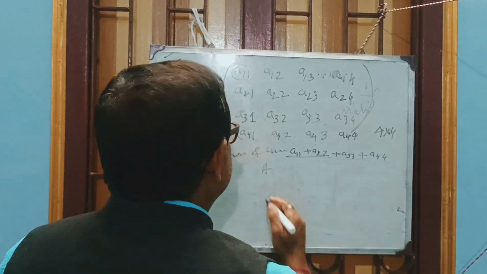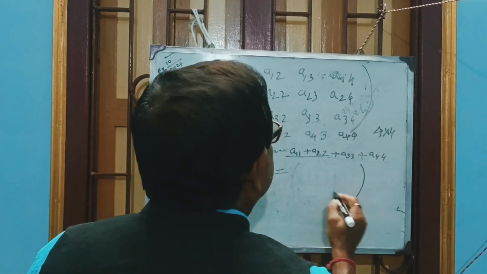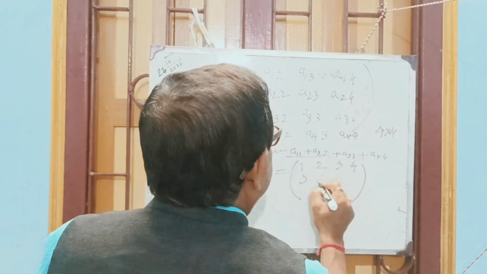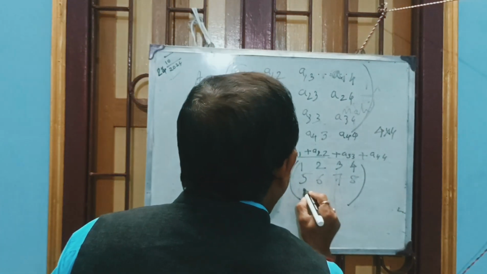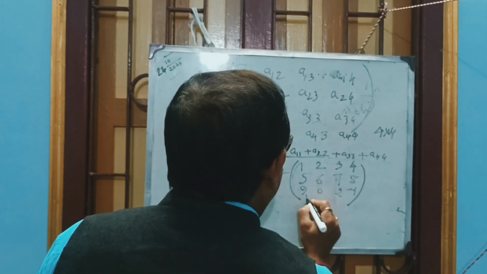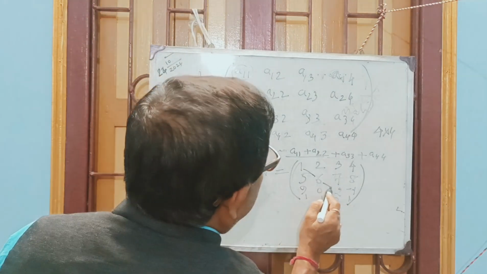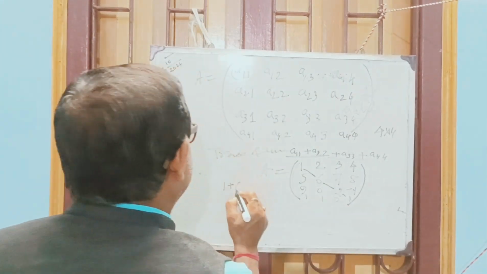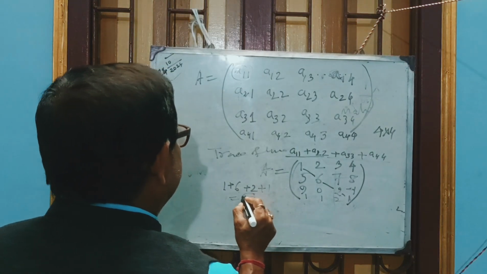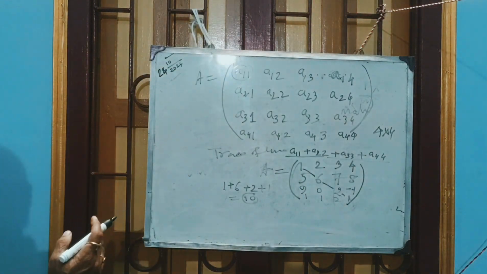An example of trace of a matrix. Let us consider a matrix with rows 1, 2, 3, 4; 5, 6, 7, 8; 9, 0, 2, minus 1; 1, 1, 2, 1. Now the trace of the matrix is equal to 1 plus 6 plus 2 plus 1, that is 10. That is called the trace of the matrix. Understand?